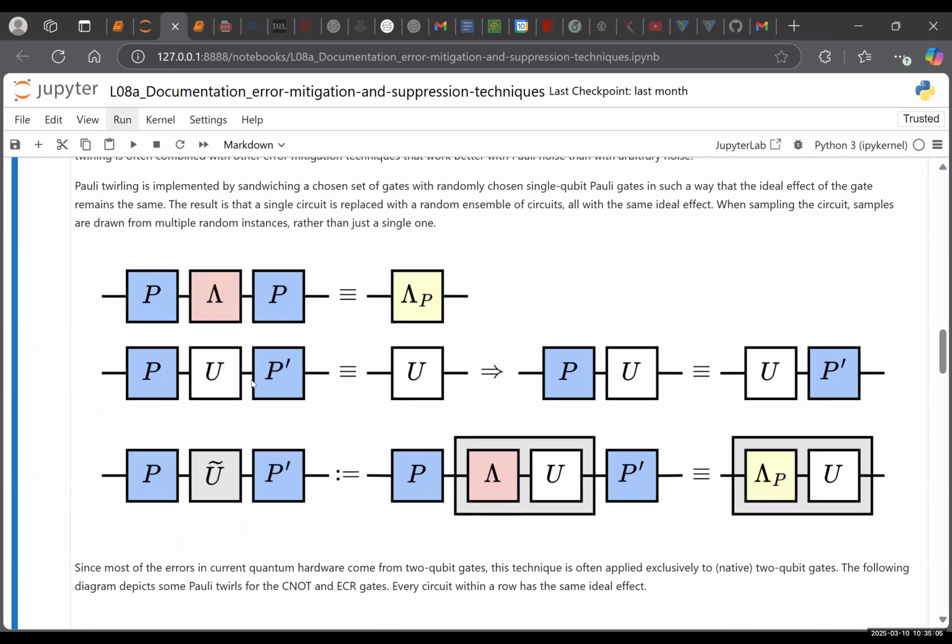We also, for example, this is general, and this is if they are the same, you have P and P prime sandwiching U. This implies, of course, this identity.